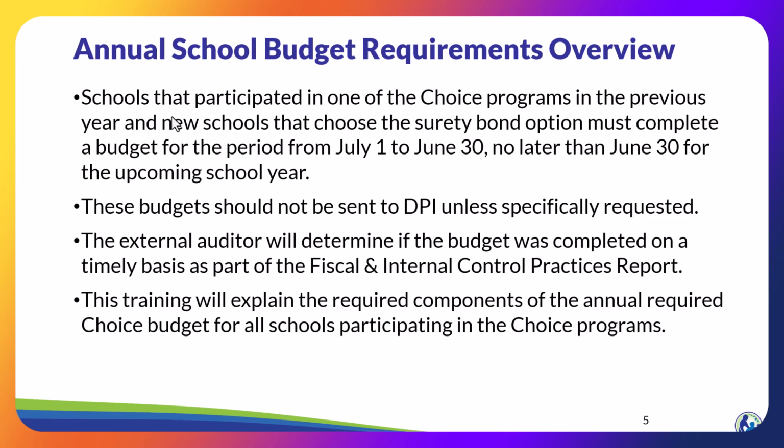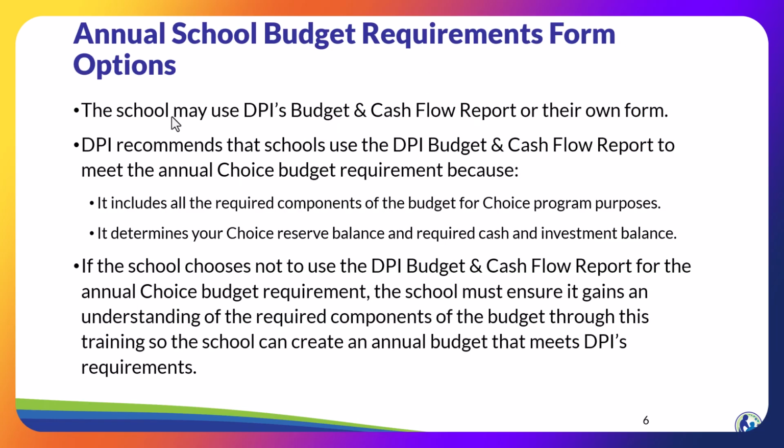This training will explain the required components of the annual required choice budget for all schools participating in the choice programs. For the annual school budget due on June 30th, schools may use DPI's budget and cash flow report or their own form.